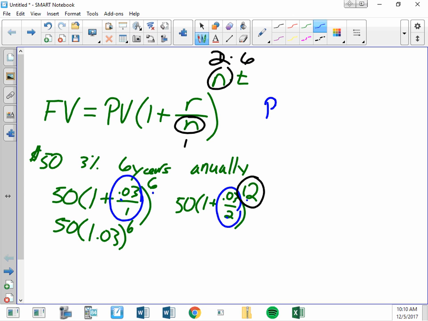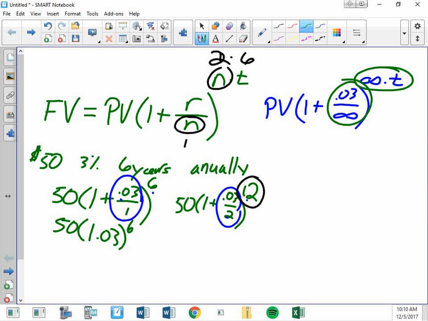We would end up with present value times 1 plus 0.03 divided by infinity, raised to the infinity times time. Now that's a bit of a problem, because what is anything divided by infinity? 0. So we basically have 1 plus 0 raised to the infinity, and that kind of breaks apart. We don't know how to solve that in its current state, but we figured out a way using calculus to know exactly what that's going to be.